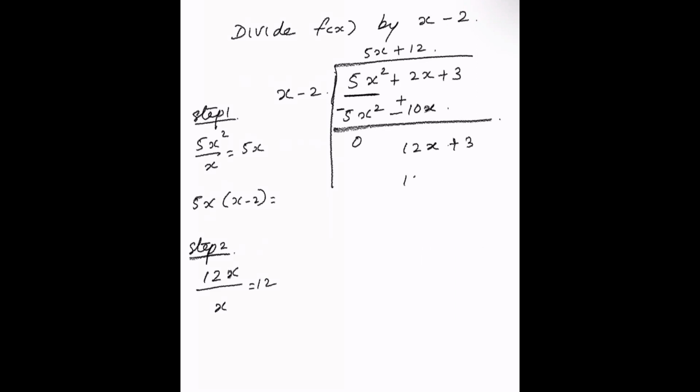So 12x minus, what do I get? 12 into 2. What is 12 into 2? 12 into 2 is 24, right? Now subtract. What is it that I'm getting? I'm getting 27. Observe that when I am dividing 5x square plus 2x plus 3 by x minus 2, I am getting a remainder. And what is the remainder? I am getting the remainder 27.